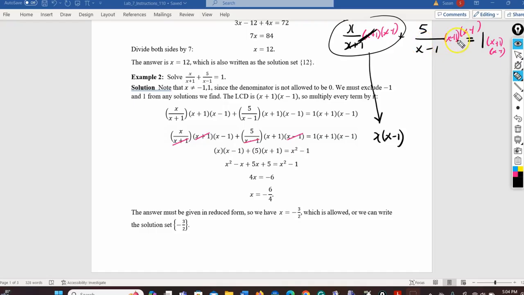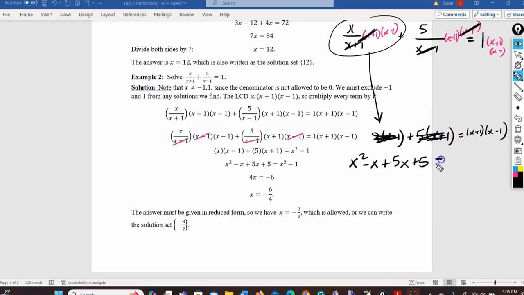Here, the x minus 1s are going to cancel. And I'm going to be left with 5 times x plus 1. Make sure you keep that in parentheses. And 1 times x plus 1 times x minus 1 is just going to be x plus 1 times x minus 1. Now I'm going to have to get rid of the parentheses. So if I multiply the x through, x times x is x squared, and x times negative 1 is minus x. Distribute the 5 through, 5 times x is 5x, and 5 times 1 is 5.